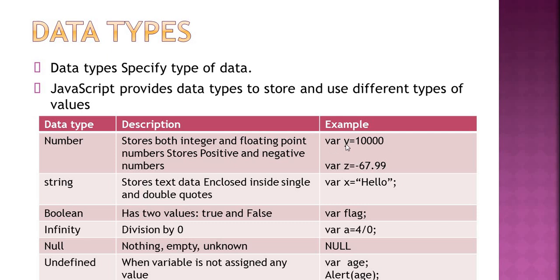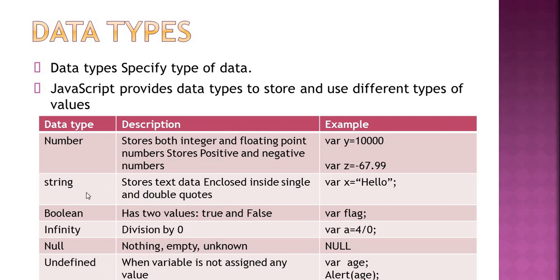Example, var y equal to 10,000. Next one, var z equal to minus 67.99. In the first example, 10,000 is an integer number. In the second example, minus 67.99 is a negative floating number.